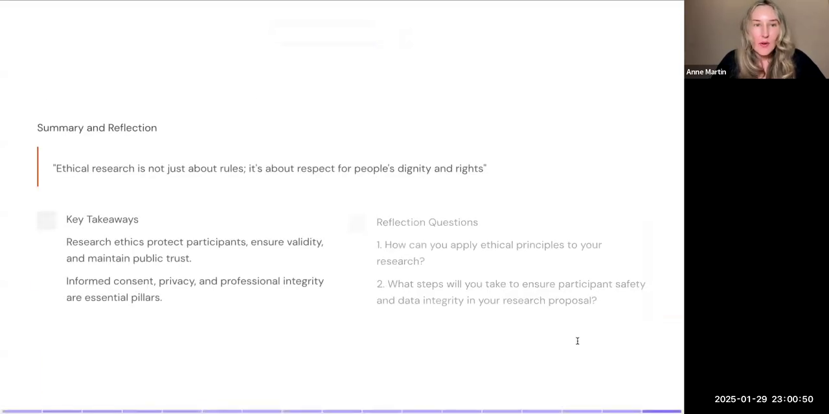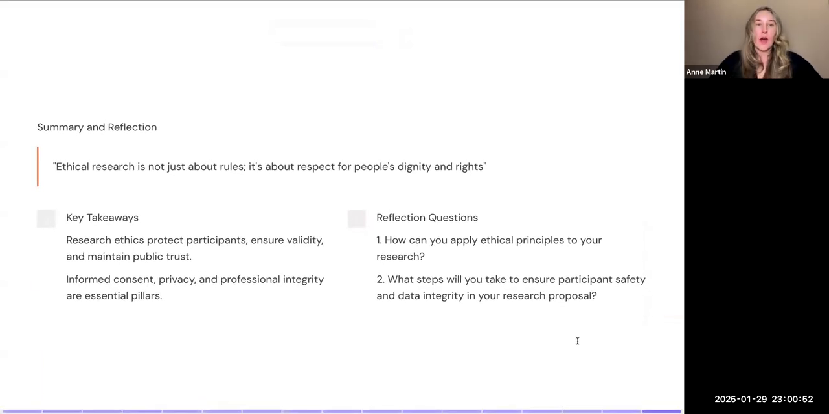So as we close out for today, I want you to think about ethics not just as rules, but as having respect for all people's dignity and their rights, making sure that research protects the identity of participants, is valid, and maintains public trust and respect for all communities. Informed consent is a pillar of research, it must be obtained, participants' personal information must be kept private, and they must have freedom to withdraw if they so decide.